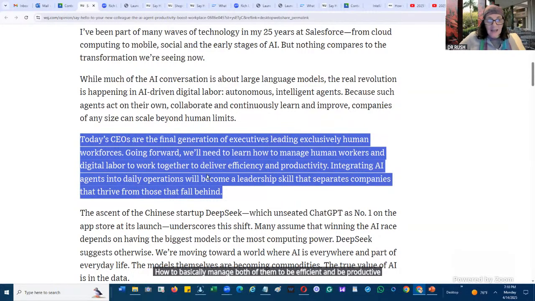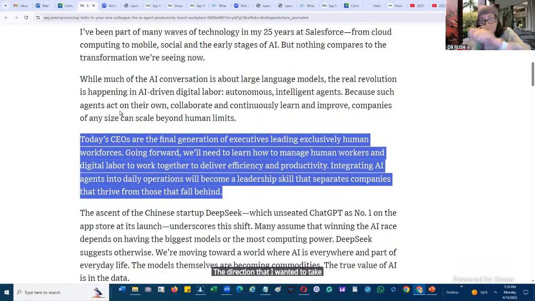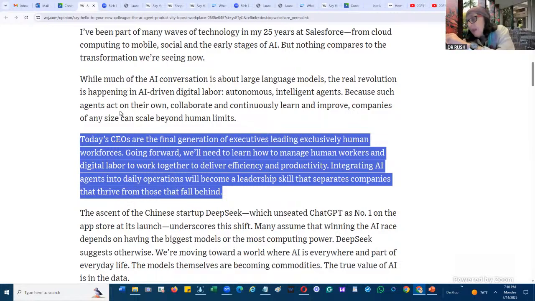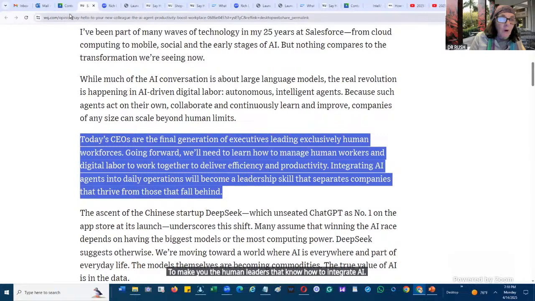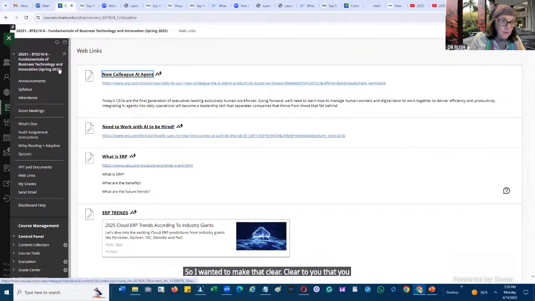So I like the idea that it's the final generation of executives who are just thinking, oh, we're just talking about our human workforces. I think that's the direction I wanted to take this class in, and that's why I wanted to switch our project to look at that. To make you the human leaders that know how to integrate AI. So I wanted to make that clear to you.